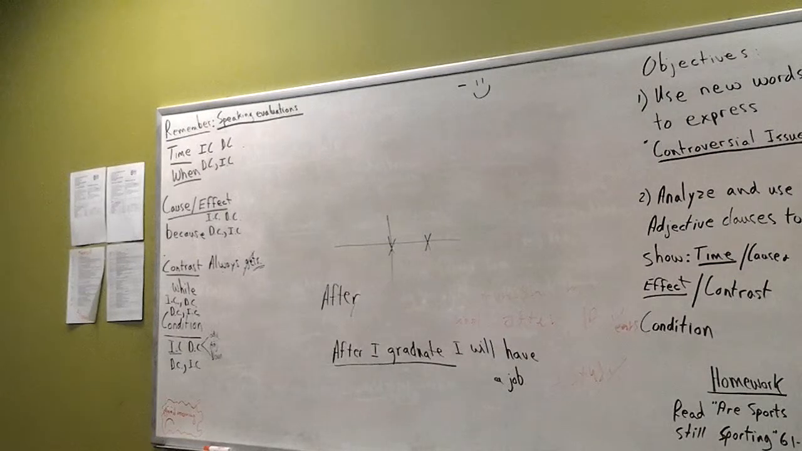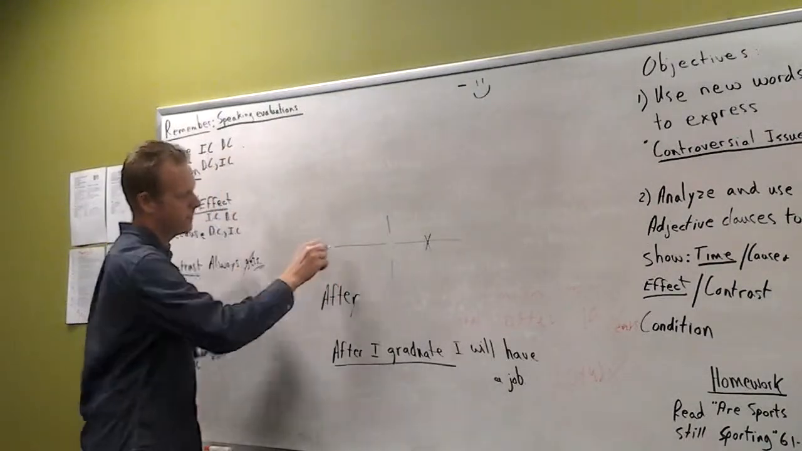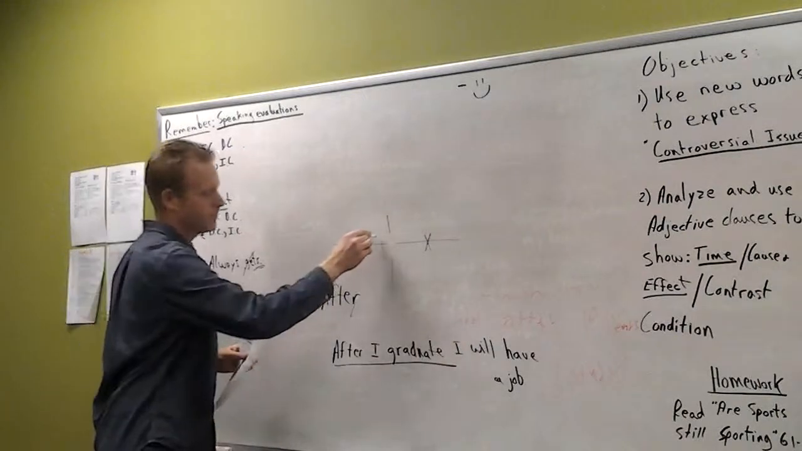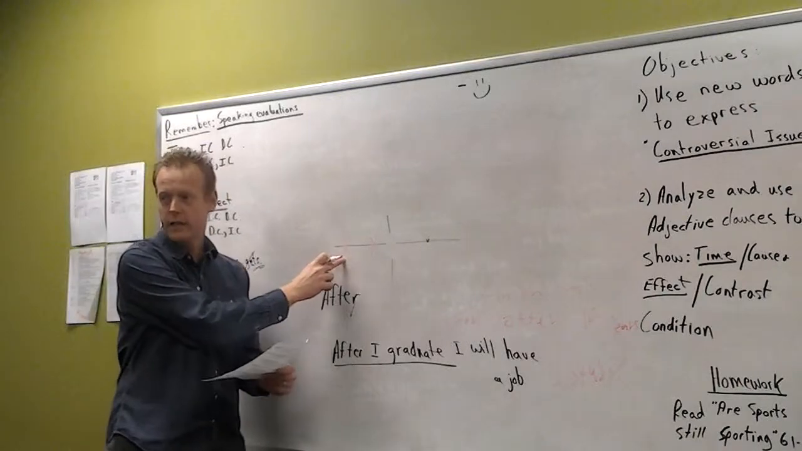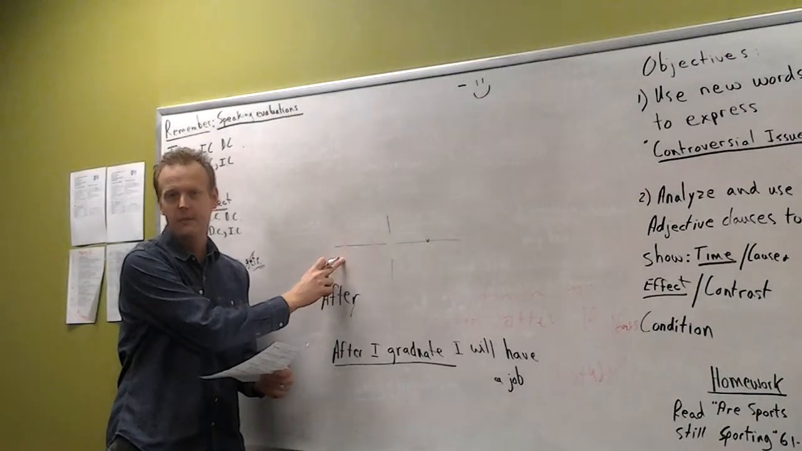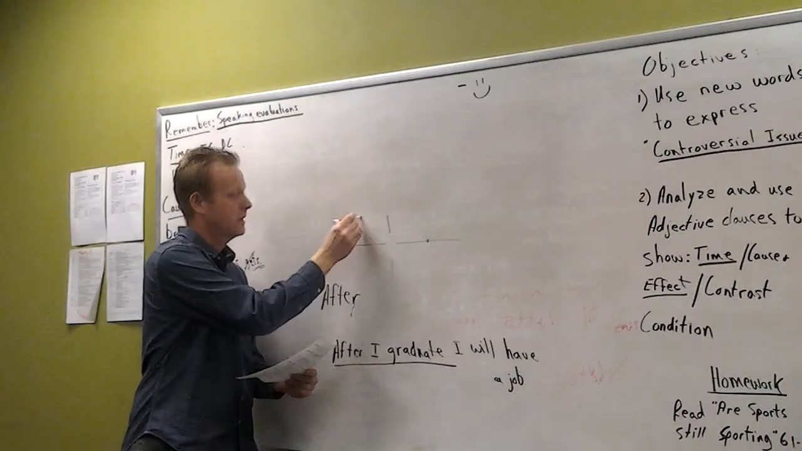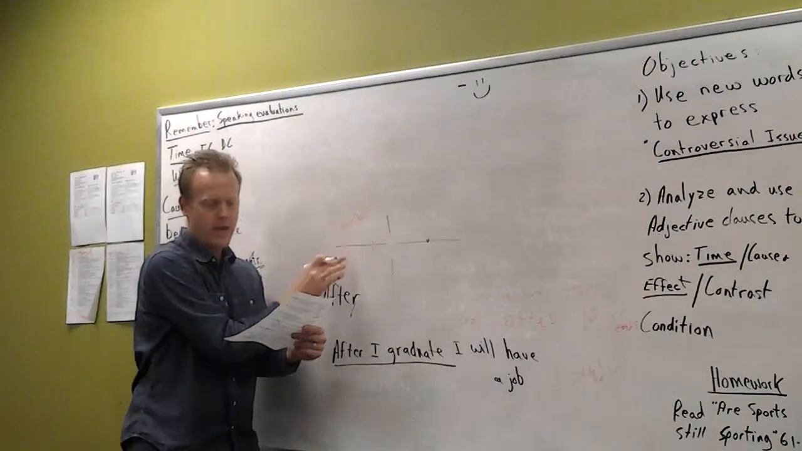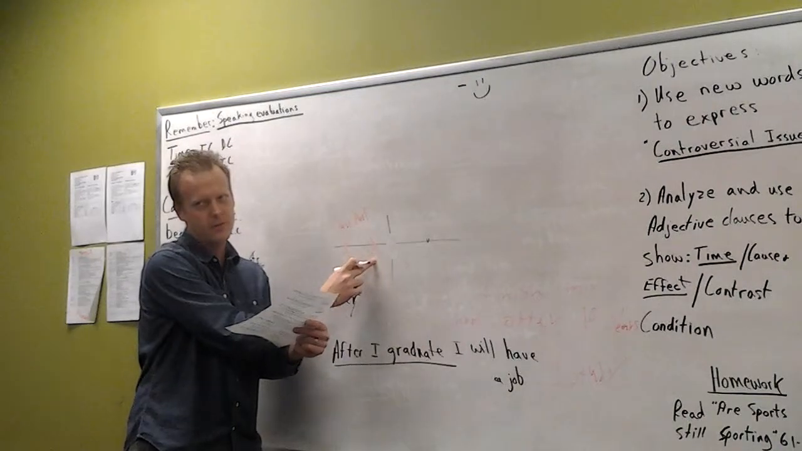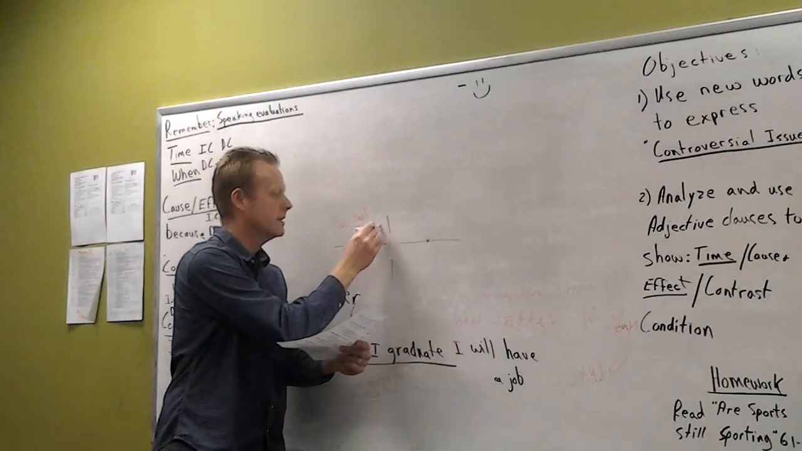Can somebody read the second example? After she had graduated, she got a job. Do you see that? After she, what tense is that? Had graduated. Past perfect. Then what? After she had graduated, throwing it in the past, she got a job. What tense is that? Simple past.